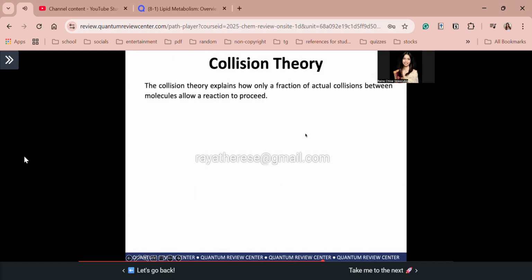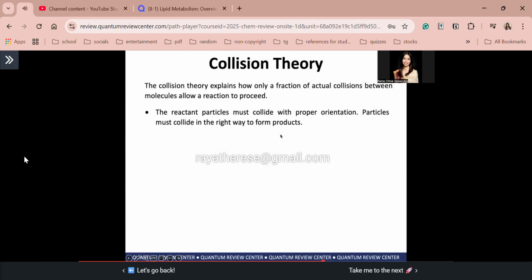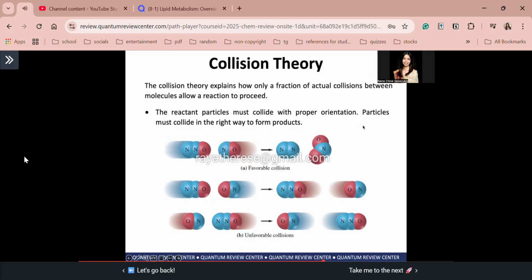Next, let's go to this other criteria. Okay, so the second criteria for effective collisions is that the reactant particles must collide with proper orientations. So particles dapat mag-collide sila in the right way, in the right orientation, para mag-form ng product. So for example, we'll have here favorable collisions where the particles, ito, yung dalawang yan, will hit themselves hard enough. Okay, and they are aligned correctly. Okay, ano nangyayari pag meron tayong favorable collisions? Guys, the reaction will proceed and the bonds will either break or form depending on the reaction.